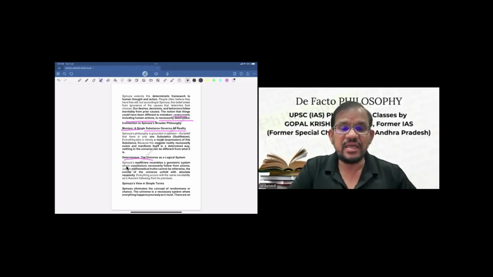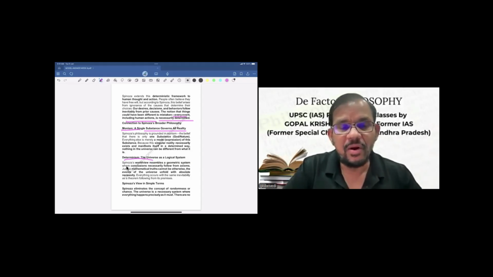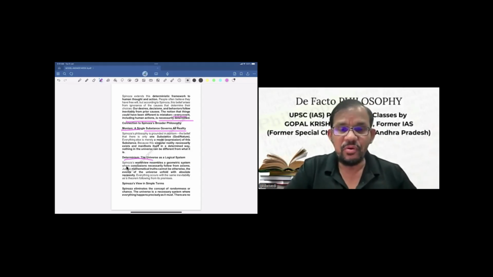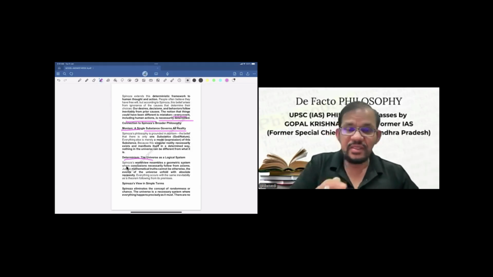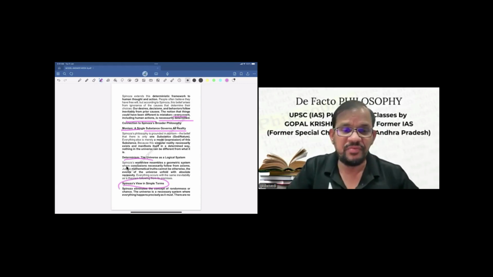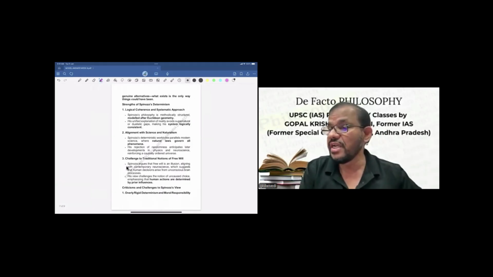So it's not that conclusions are randomly coming out and there is no direct correlation between axiom and conclusion. So basically everything comes with absolute necessity and absolute fixation. It's not that contingency or haphazardness are possible. Then the third point is Spinoza's view in simple terms. What this whole thing means in very simple terms: Spinoza eliminates the concept of randomness or chance. The universe is a necessary system where everything happens precisely as it must. There are no genuine alternatives.